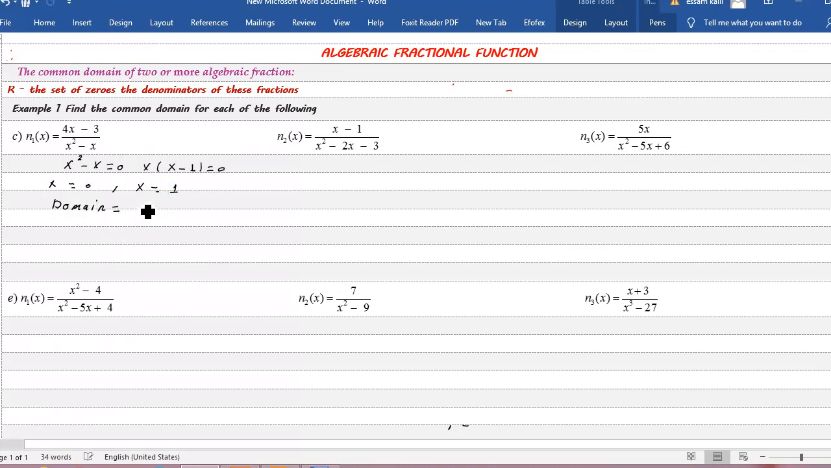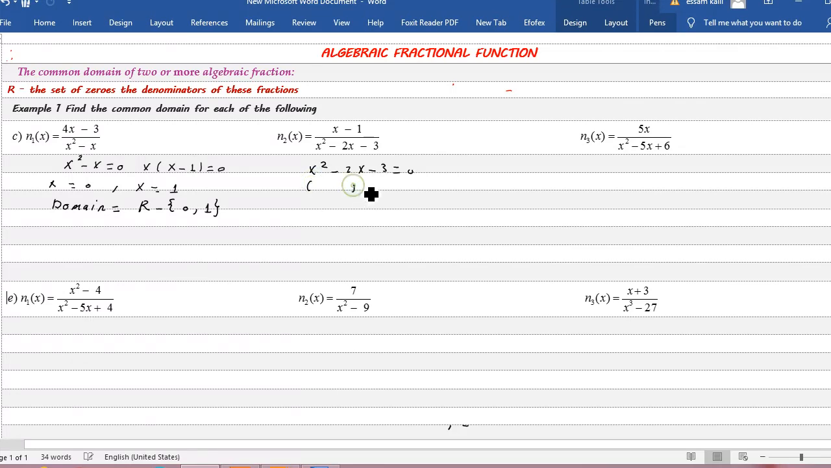The domain equals r difference 0, 1. n2(x) equals (x minus 1) over (x power 2 minus 2x minus 3). What is the set of 0 of the denominator? Then put x power 2 minus 2x minus 3 equal 0.